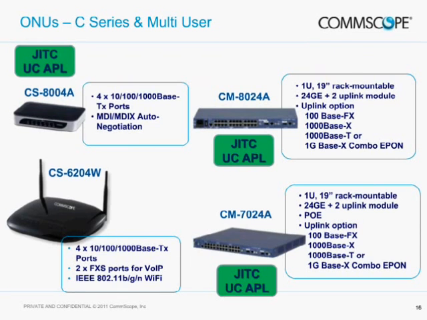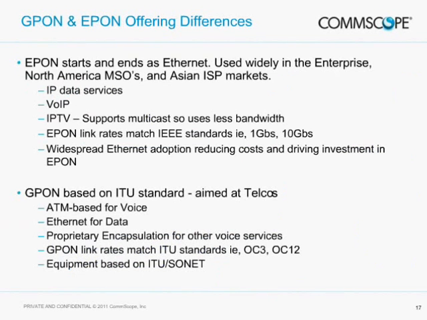So I mentioned EPON and GPON. There are basically differences in their transport. Ethernet is used widely in the enterprise space in North America, and it's commonly used for delivering IP data services, VoIP, IPTV. It falls under the IEEE standards for 1 and 10 gig. It's widely adopted, and we're seeing a lot of drive for that, and that's why we chose to drive our JITC certification to EPON.